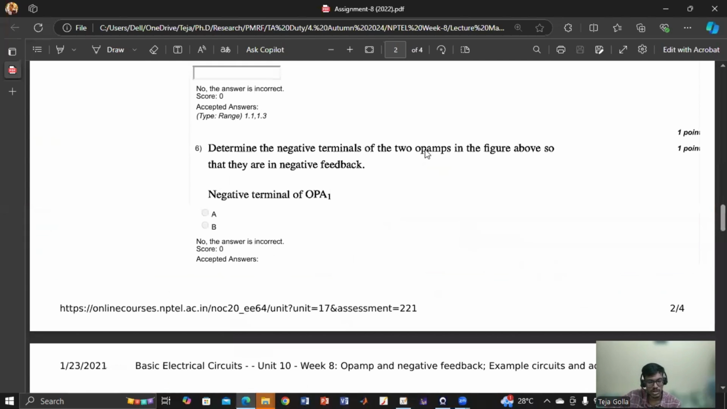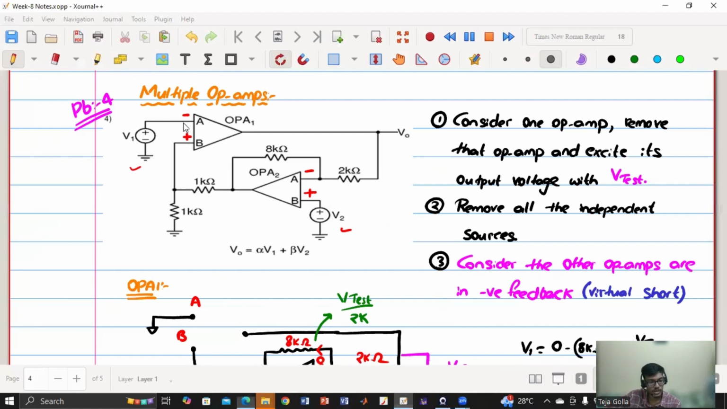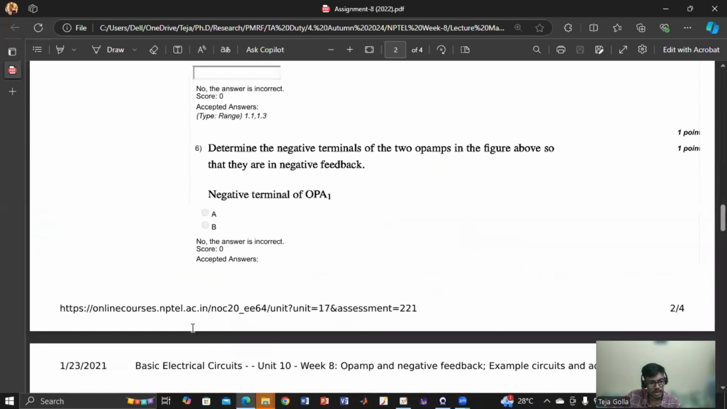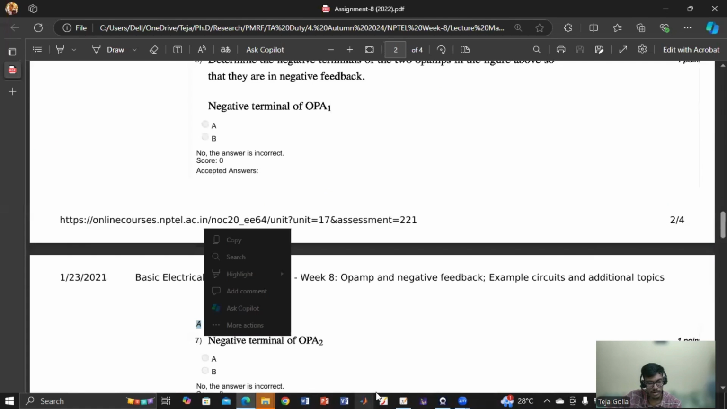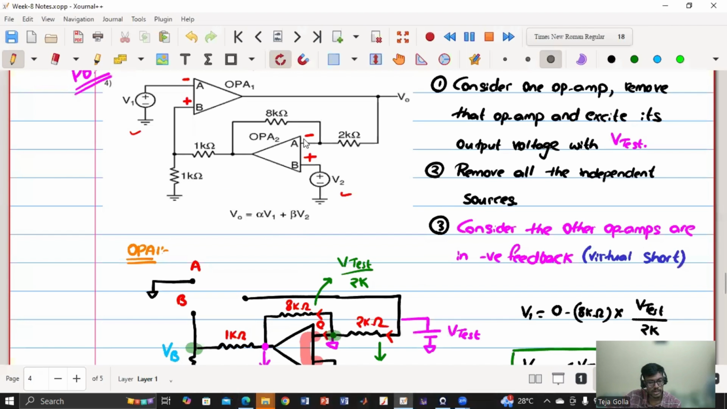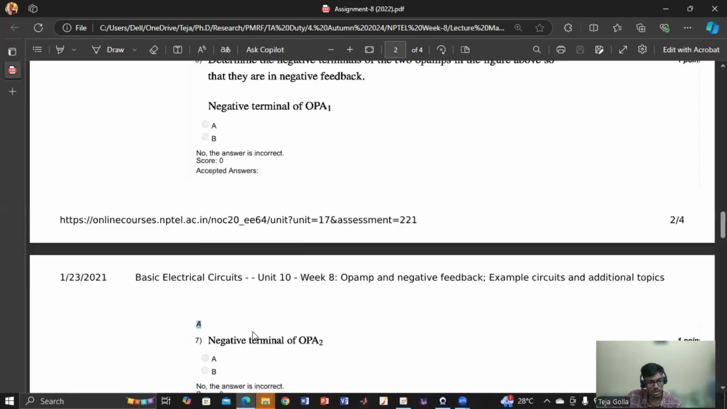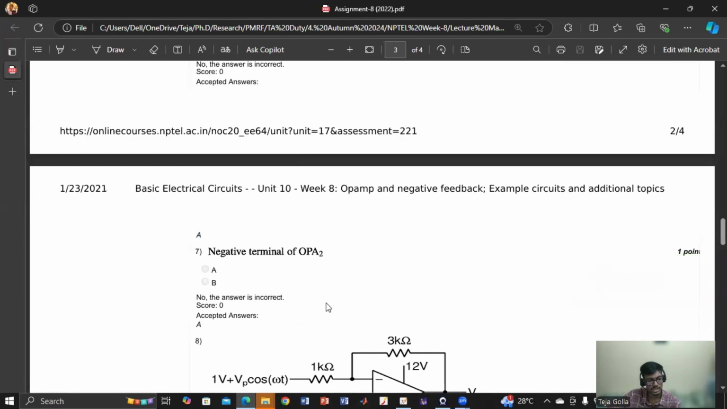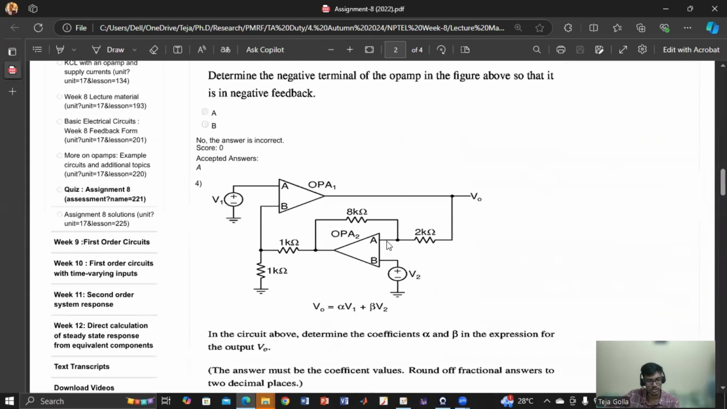So determine the negative terminals of the op amps. OPA1, what is the negative terminal? OPA1 negative terminal is A, right? So A is the negative terminal of OPA1. And what is the negative terminal of OPA2? It is also A. So the negative terminal of OPA2 is also A. Is this clear until this point? Or do you have any queries? These two questions, we'll get back to.